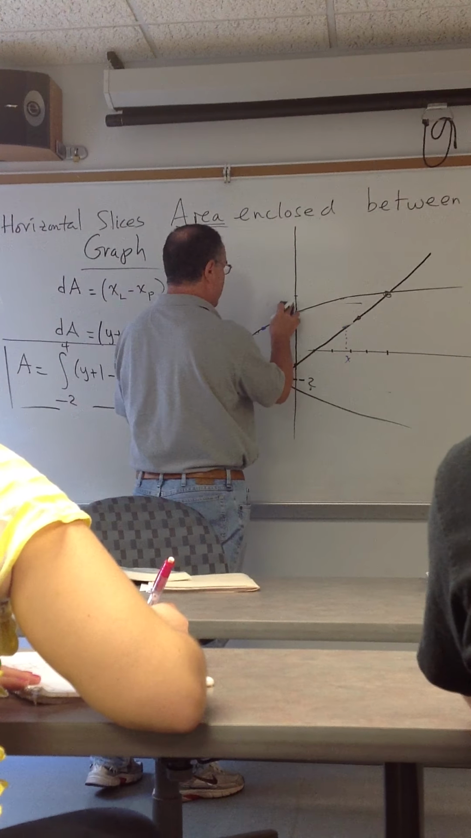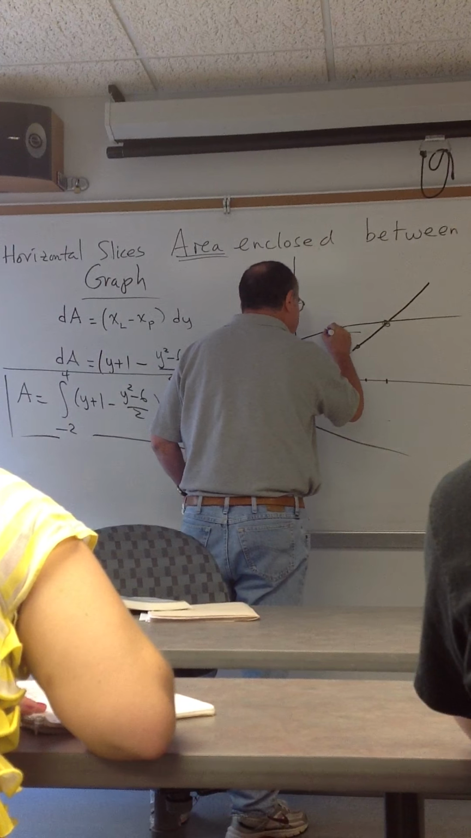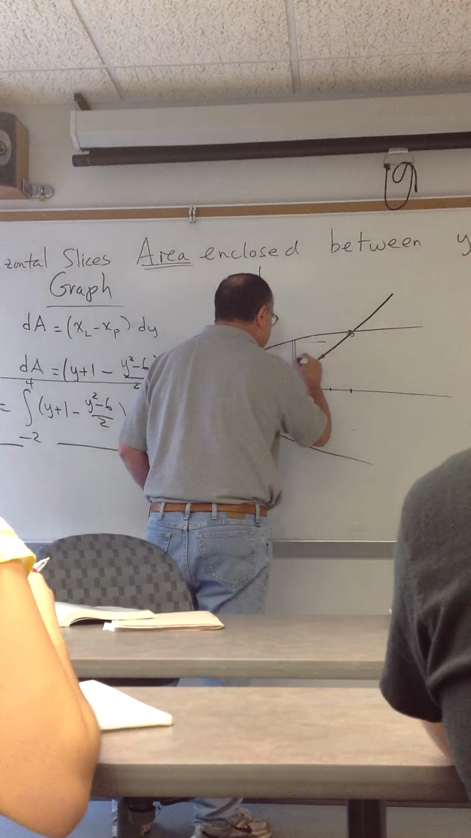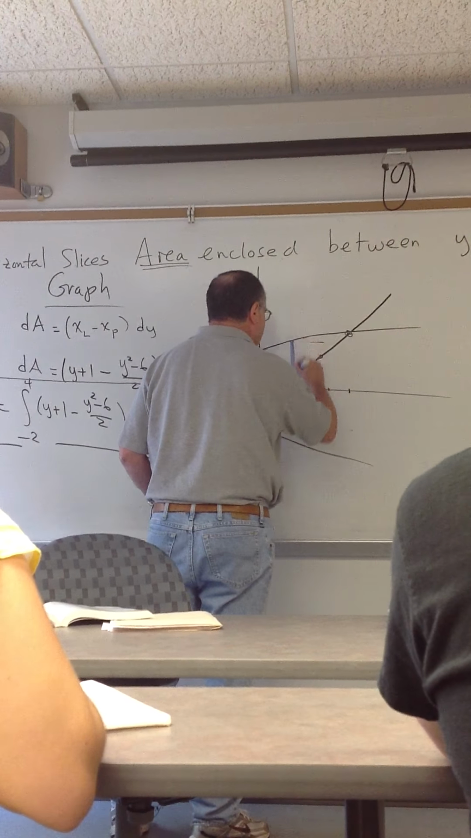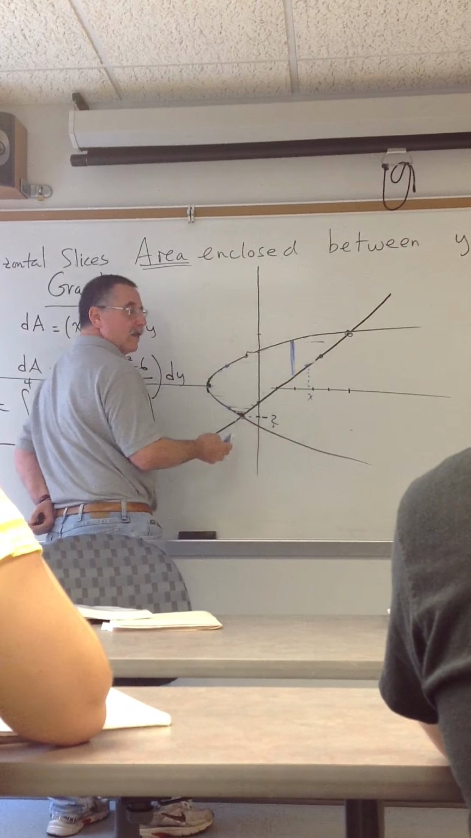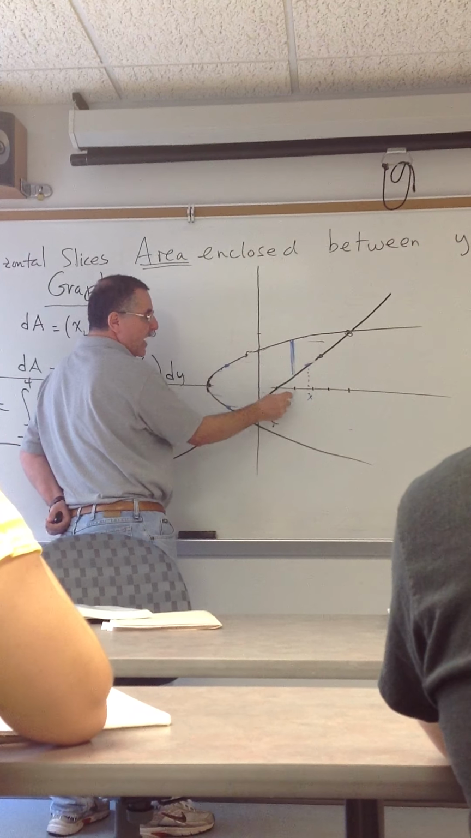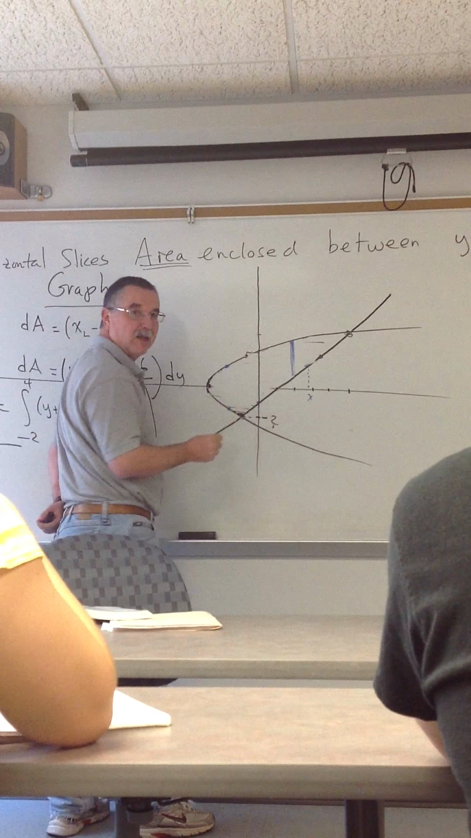Okay, like I explained before, if you were to take a vertical slice right here, a typical vertical slice right here, then its length is given by the height to the parabola minus the height to the line. You with me, guys?